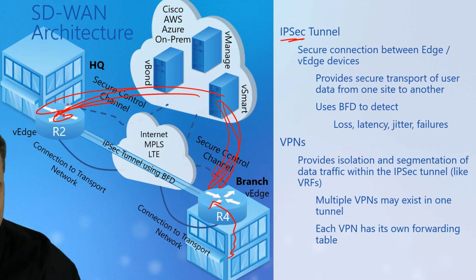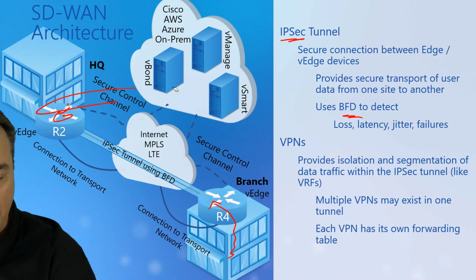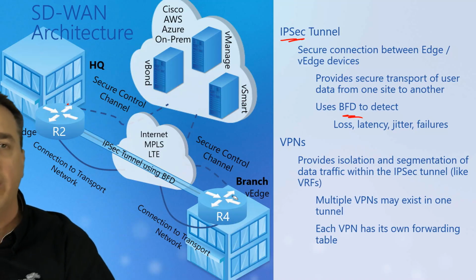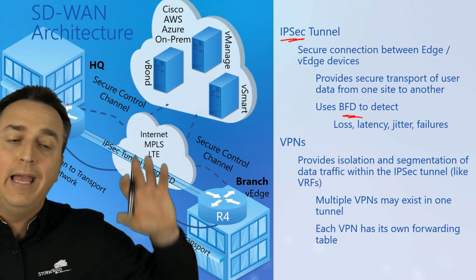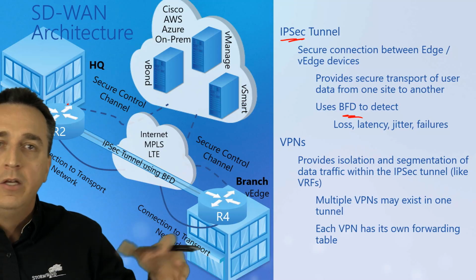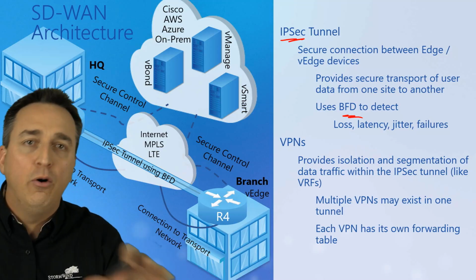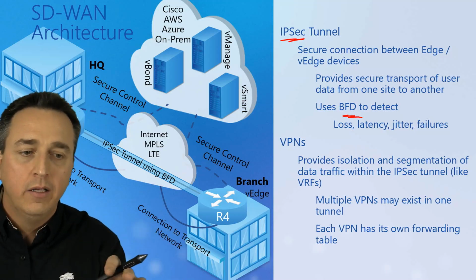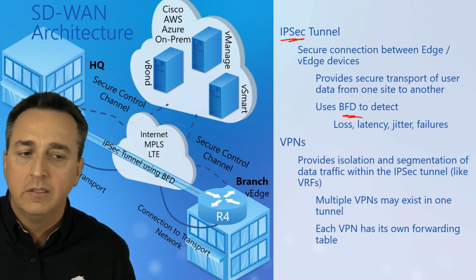Also, the tunnel uses what? Bidirectional forwarding detection. Hey, that's pretty cool. What did we say bidirectional forwarding detection could be used for in our dynamic routing protocols? To detect an outage across the link between two neighboring devices.